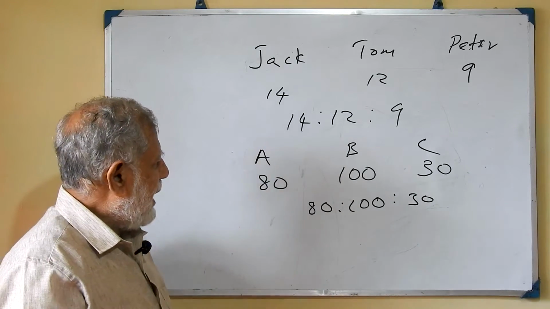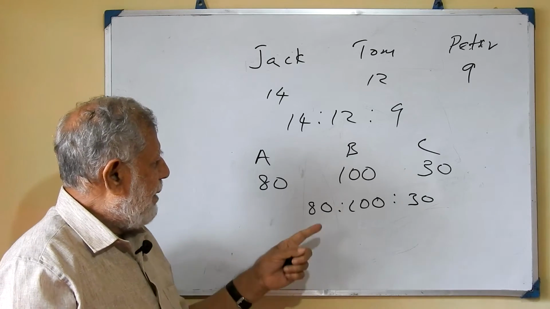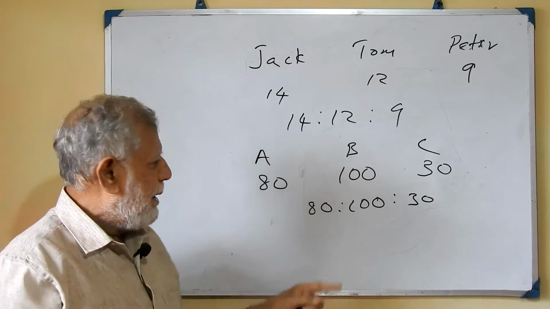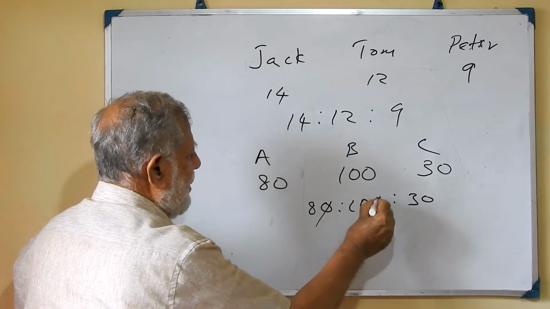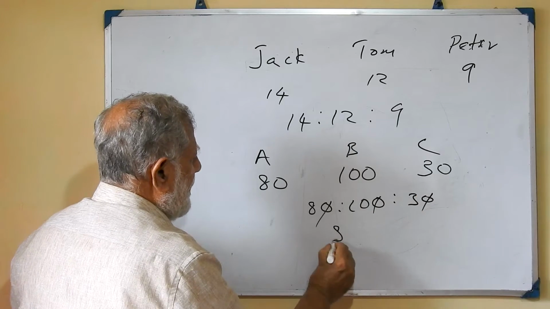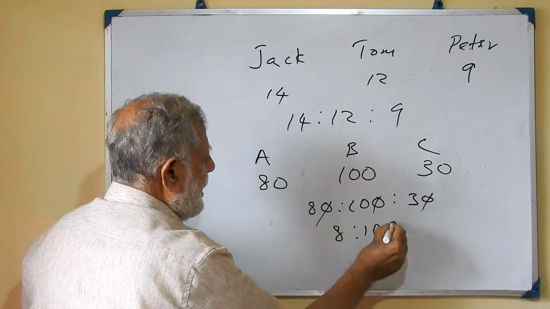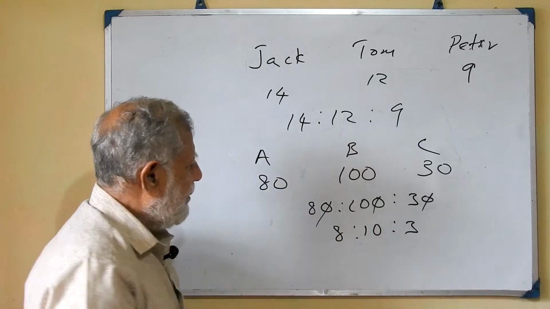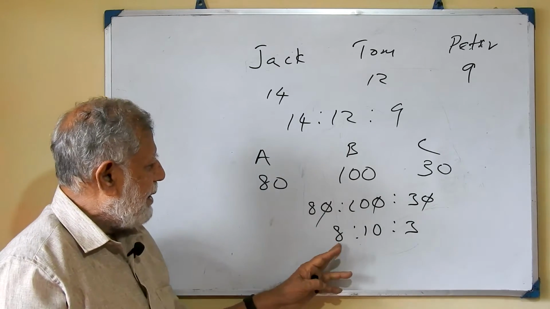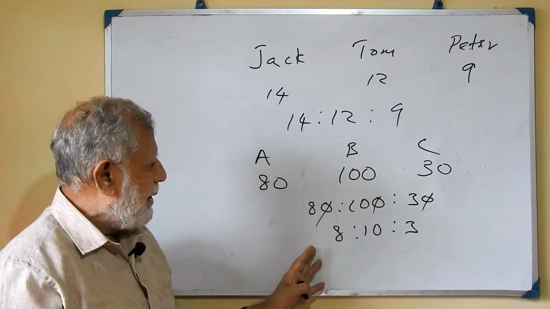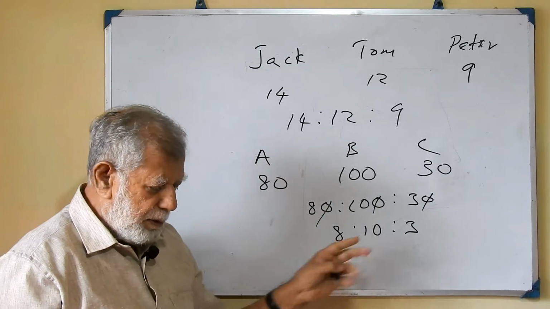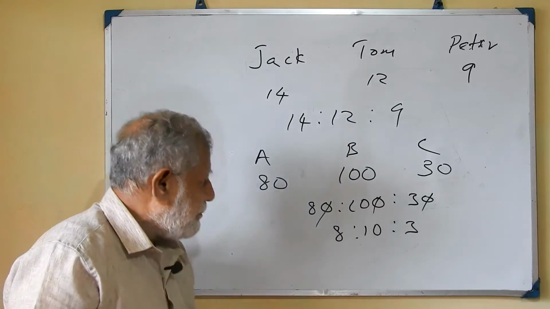Now after we get these numbers, we can manipulate these numbers in whatever way we want. First of all, we can reduce these numbers by dividing by 10. We can cut out one 0 here, one 0 here, one 0 here. So we can put it as 8 is to 10 is to 3. We can't reduce any more because we can't reduce 8 and 10 only. If we are reducing, we must reduce all 3 numbers.